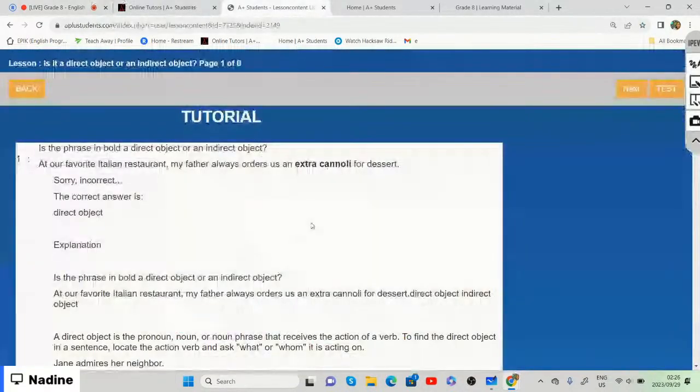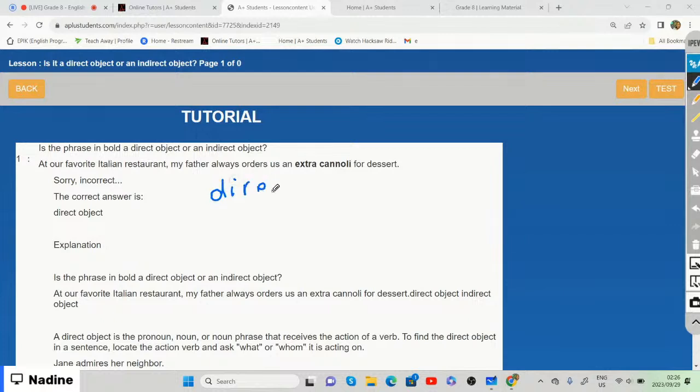All right, so if we look at the phrase extra cannoli, remember, when it comes to a direct or indirect object, we need to ask ourselves what is it acting on, or whom is it acting on? So this is a direct object. Extra cannoli.